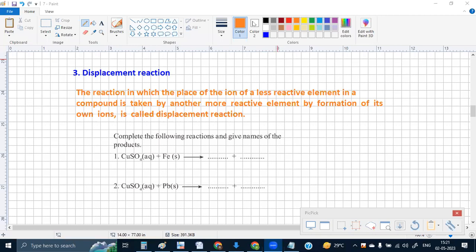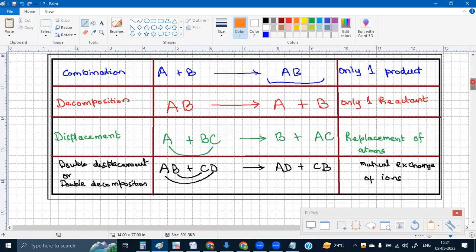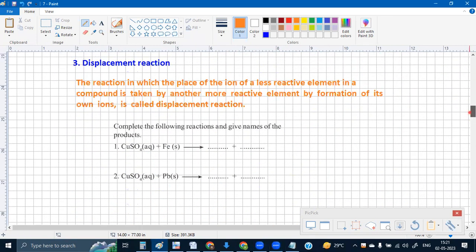See, the third type of reaction that we are taking, as we had seen in our last class. Displacement reaction is replacement of atoms. So the general equation will be A plus BC. A will go with C and B is out. So this is replacement of an atom. This kind of reaction is called a displacement reaction. So we have the definition of displacement reaction as well as these examples which we are going to complete.